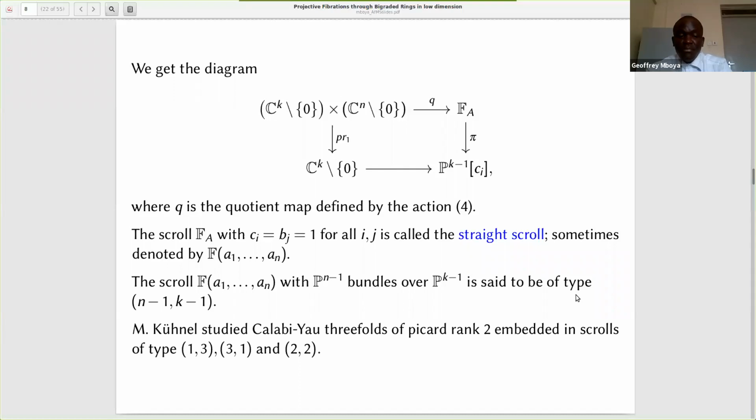A recent PhD by Marco, we studied the Calabi-Yau three-folds of Picard rank 2, which are embedded in scrolls of type 1, 3, 3, 1, and 2, 2, respectively.